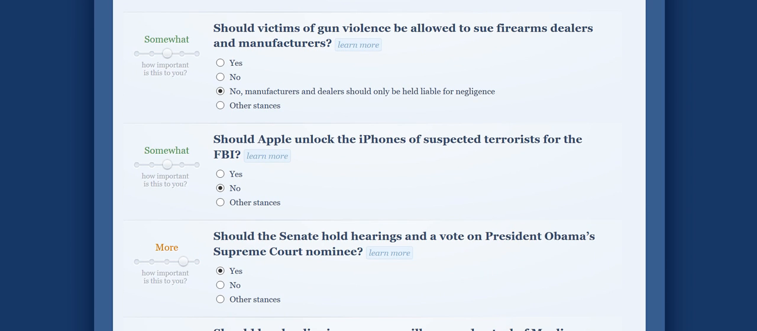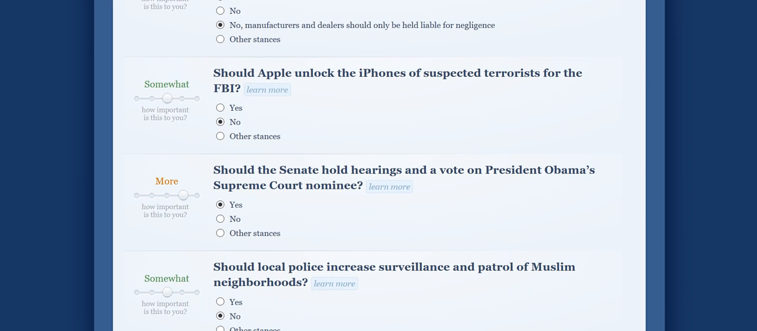Should Apple unlock the iPhones of suspected terrorists for the FBI? I put no, because then that means that the government can just tell any company to do anything for them, and they have to do it, which means your information, your privacy is violated whenever the government feels like it. So they don't even need to have a good reason. They could just tell Apple, yeah, just unlock this.